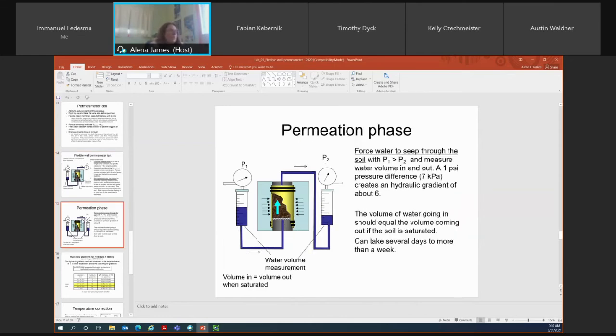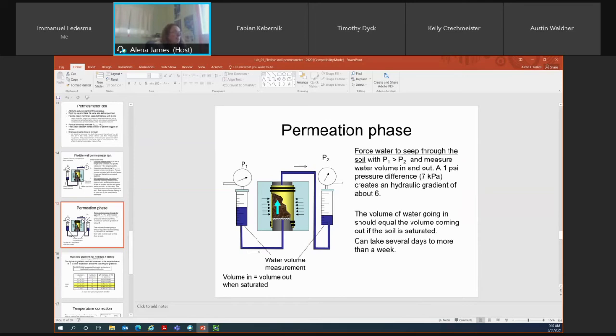So in the permeation phase, we force water to seep through the soil because we apply a base pressure at about 15.5 psi, and our top pressure, so the top of the specimen, has a pressure of about 14.5 psi. So we have about a 1 psi or 7 kPa pressure difference between the base and the top of the specimen.